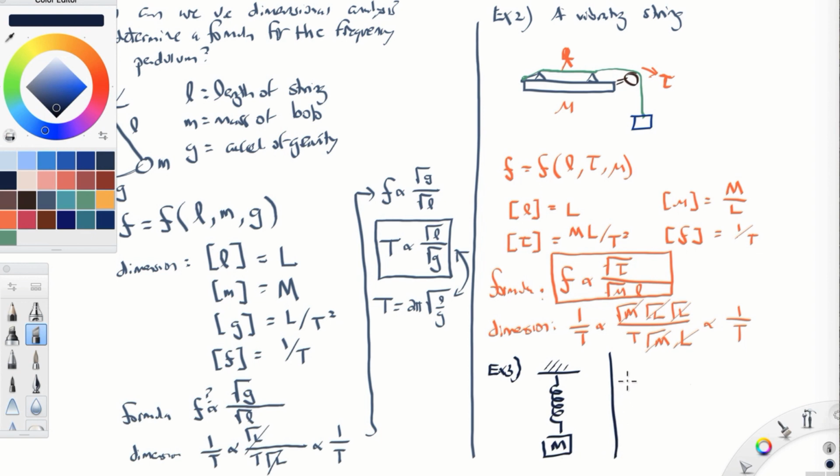You can do other more exotic ones, like if you have the sun right here and the earth right here and the earth's going around the sun, it takes some time to go around, and can you figure out a formula for the time of orbit of the earth around the sun using dimensional analysis? And the answer is yes, you can.